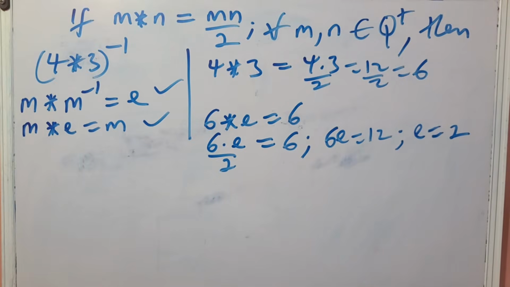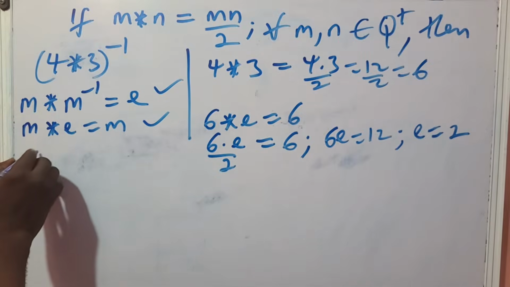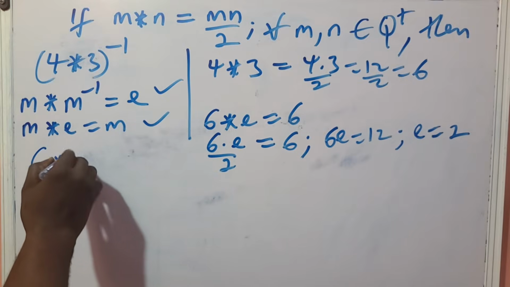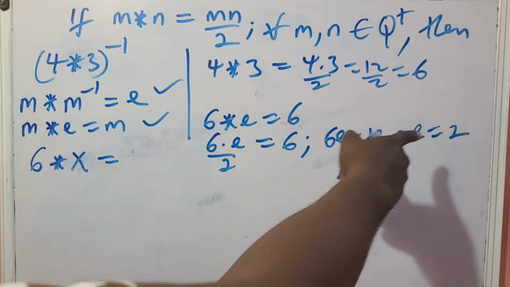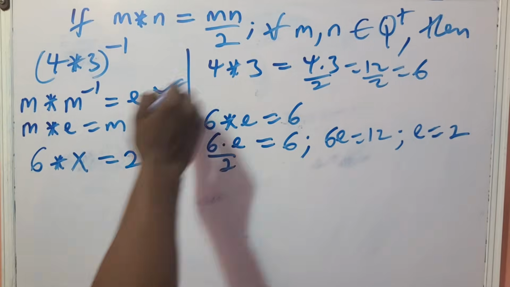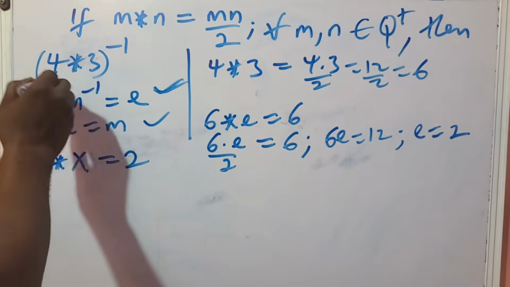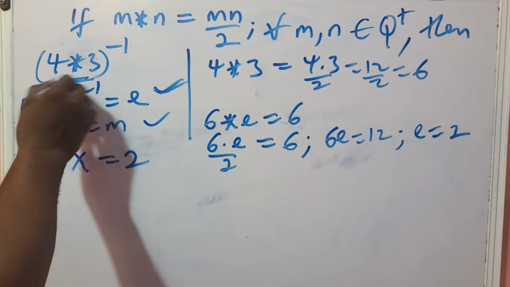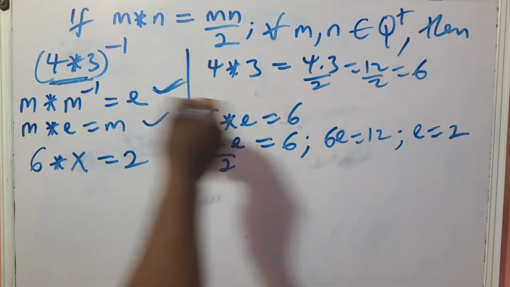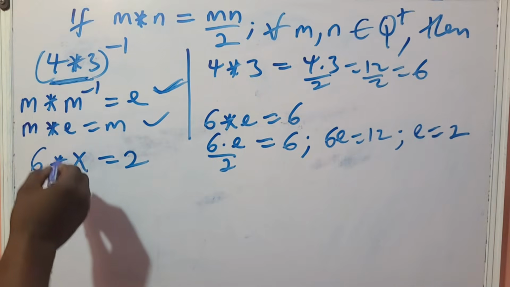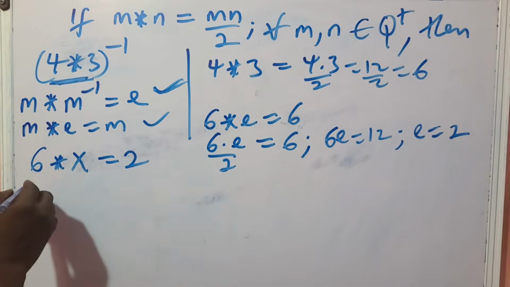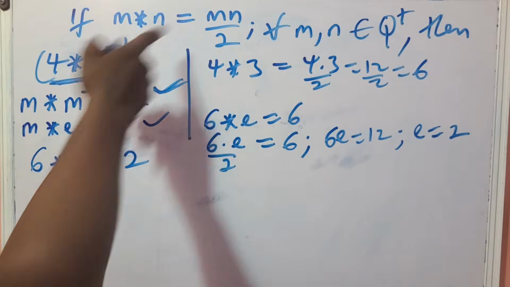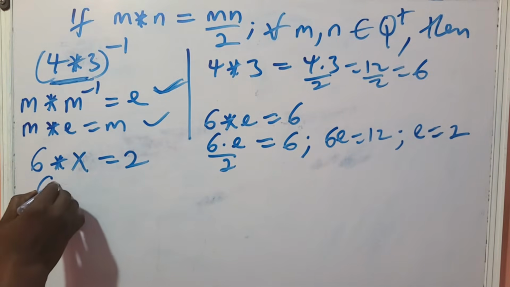All right. Now, if we have 6 star its inverse, let's call it x, that should be equal to the identity element 2. I'm using this expression because this is our operation of interest, 4*3, which we got as 6. So 6 star its inverse, which is the inverse we are told to find, is equal to the identity element. So we go back to the original rule to do 6 star x. That will be 6 times x.